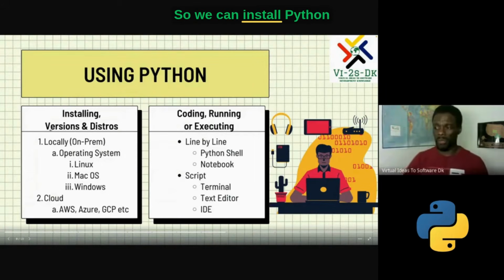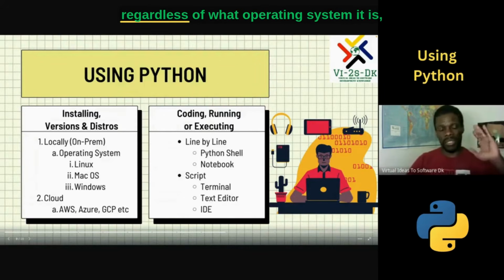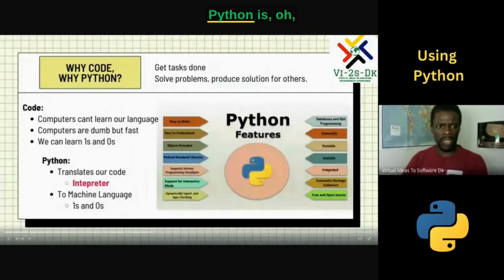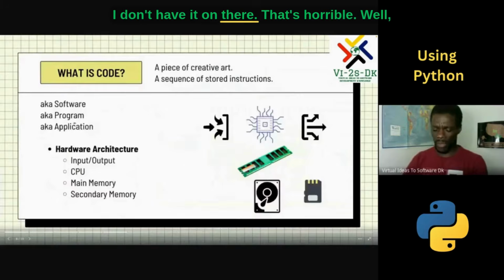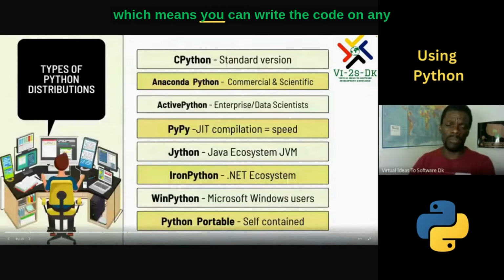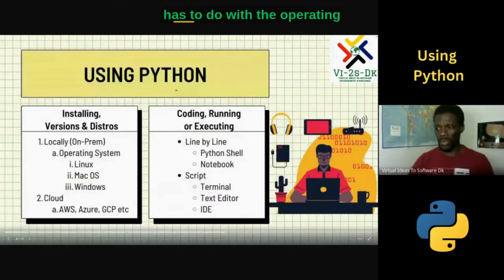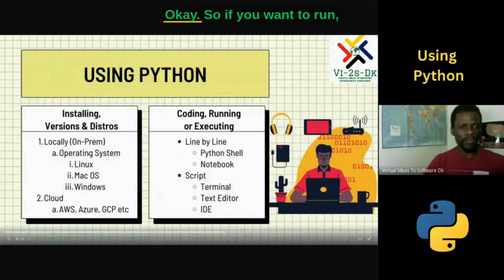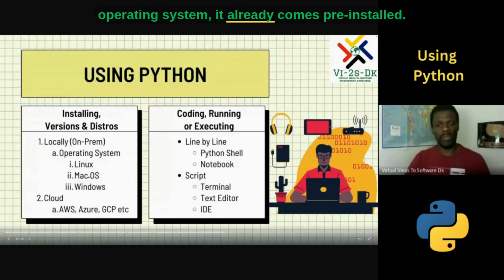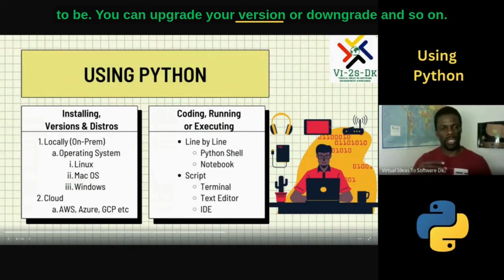So we can install Python on our local machine. You can install it on your laptop, regardless of what operating system it is, because, let's go back again, I forgot to mention, Python is cross-platform, which means you can write the code on any platform and utilize it on any platform. Platform, again, has to do with the operating system. If you want to install Python on Linux or Mac operating system, it already comes pre-installed. It's up to you now what version you want it to be. You can upgrade your version or downgrade and so on.